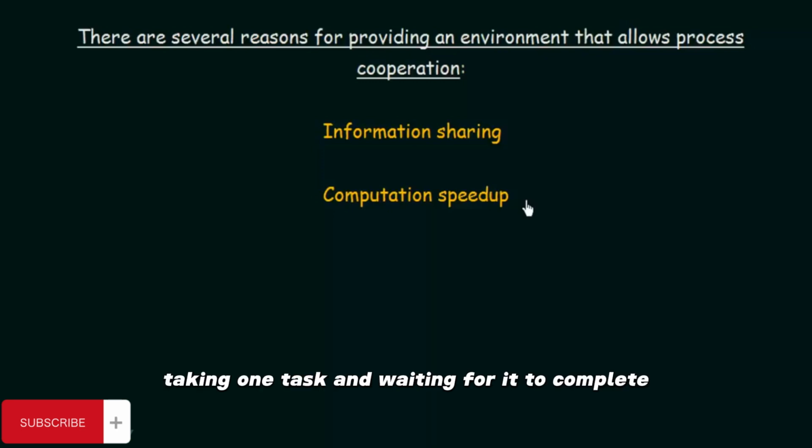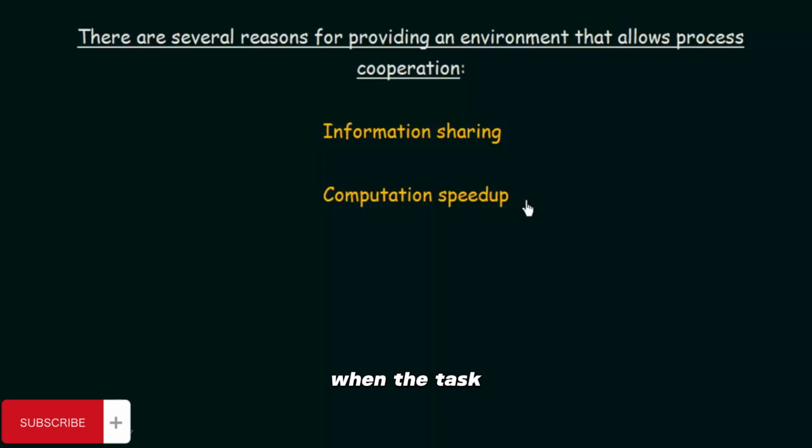So instead of taking one task and waiting for it to complete from the beginning till the end, what we can do is break it down into subtasks, and all these subtasks will be running concurrently. And hence we can achieve more speed in our system.